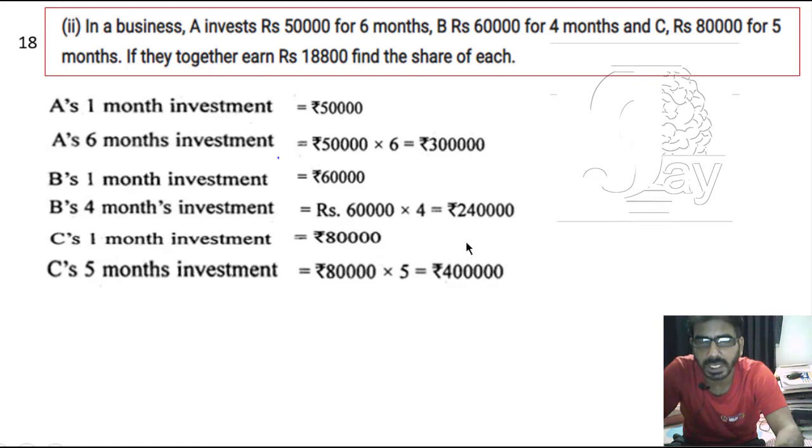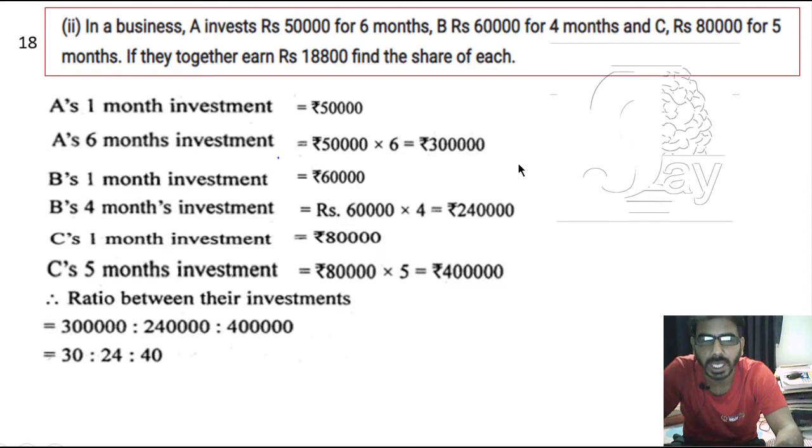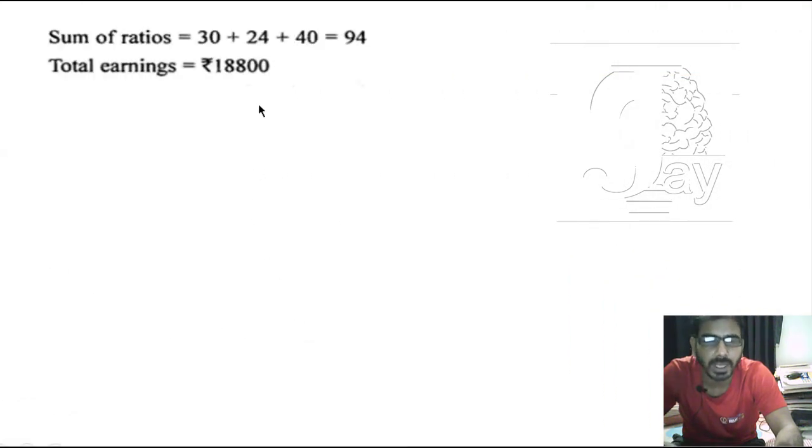Who has invested the most? It's C, then B, A and then B. Okay, according to that they are going to get the ratio of their earnings. So the ratio between their investments is this. When you simplify this, we get 30:24:40. We can go one step more, but it's better to have it in terms of tens.